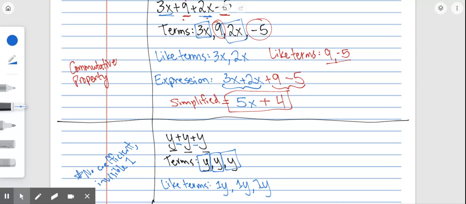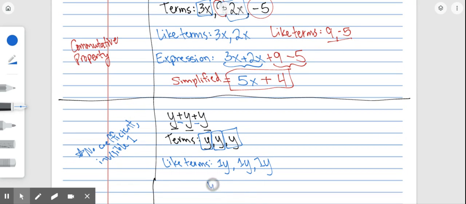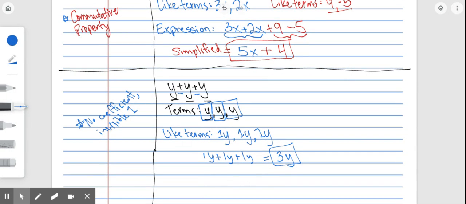Okay, so then when I rewrite the expression, I have y plus y plus y, 1y plus 1y plus 1y, which will give me 3 y's. And that's my simplified expression. That's as far as it goes. I can't simplify it any further because I don't know the value of y. Okay, so on the left, we've written down some things that we already knew that we just needed to remind ourselves of. Let's do another example.